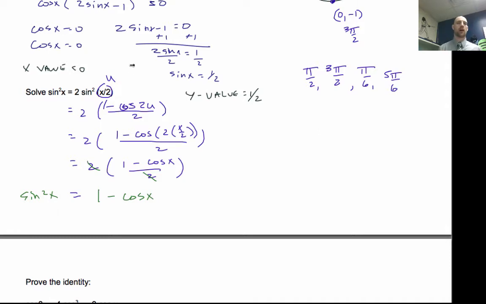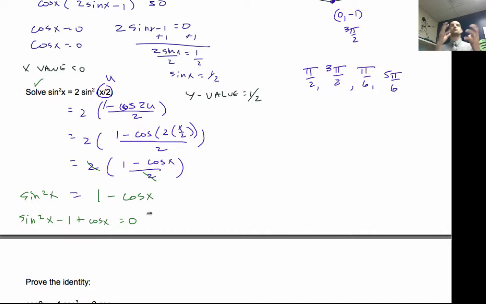How did I know to do that? Well, I played on one of the identities that I had. Right? I played on one of these power reducing identities where I had a sine squared x. And so what's it equal to? So here we go. So I've got this sine squared x equals 1 minus cosine x, and I'm trying to solve, right? So I need all my variables on one side, and so what I'm going to do is say sine squared x minus 1, so I'm subtracting 1, and then plus cosine x is equal to 0.